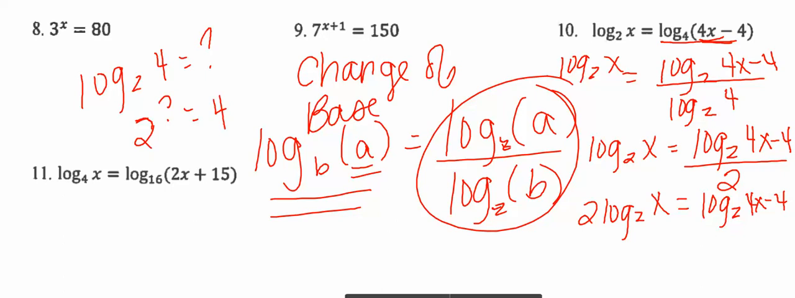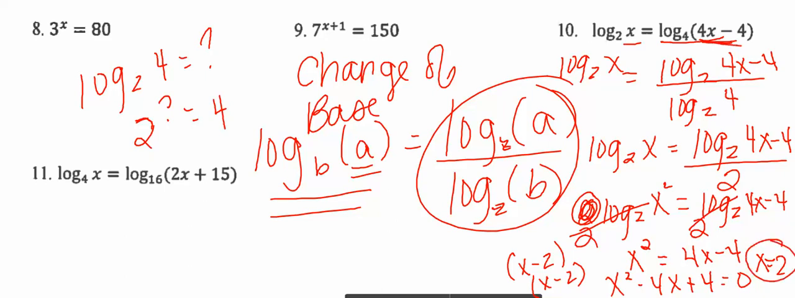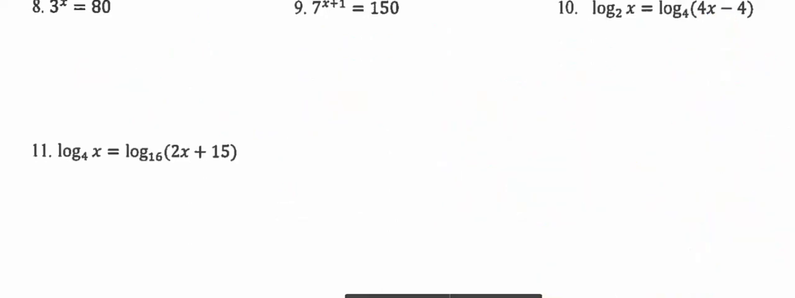So now my bases are the same, and I can even make that an exponent if I want. I can cross that out and make it squared if I want. I can now raise both of these to the 2 power, so these are going to cancel out. So I'm left with x squared equals 4x minus 4, and now I can just factor. So I have x minus 2, x minus 2, so x is going to equal 2. And I'm going to plug that in, and I'm going to make sure the logs stay positive, which they do, so my solution works.